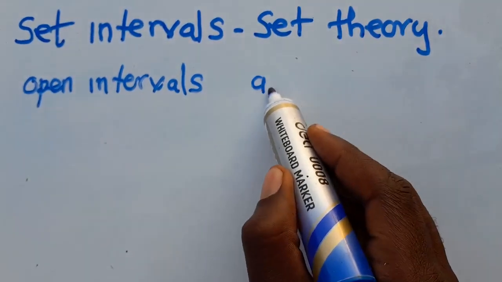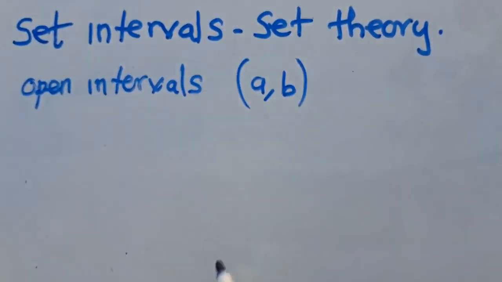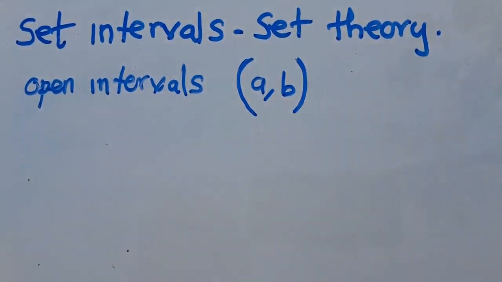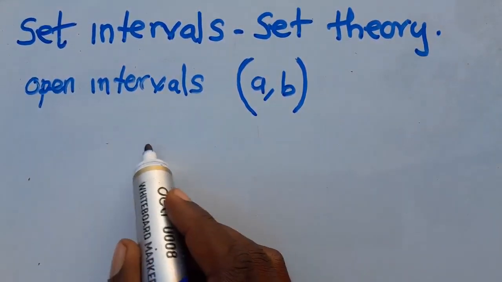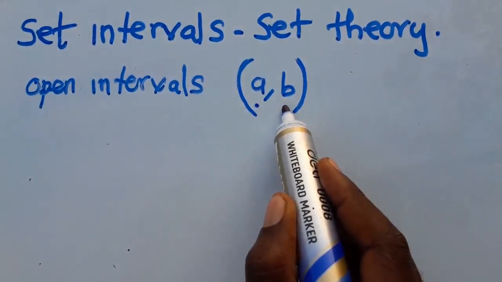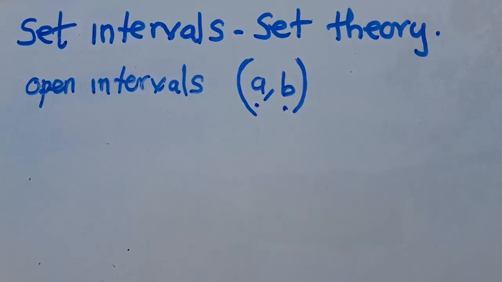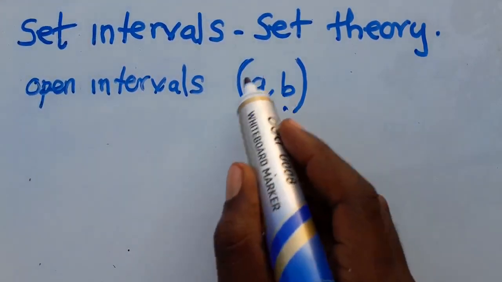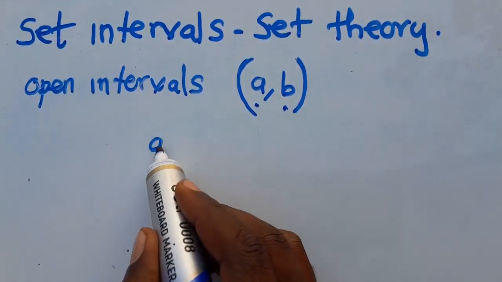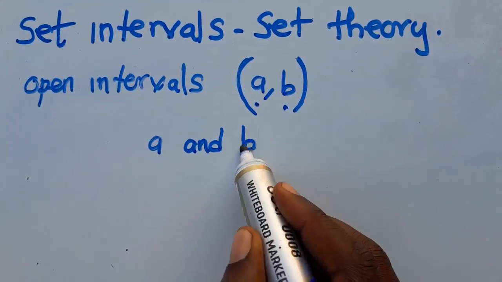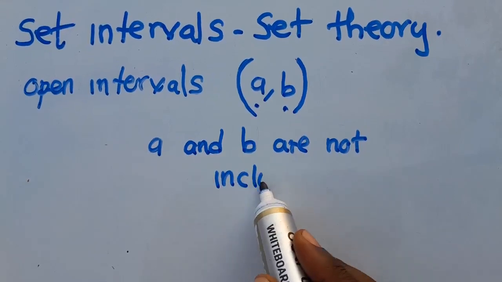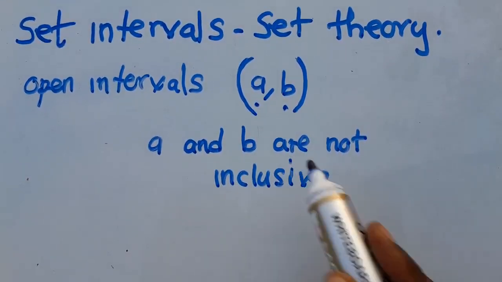When you say A, comma B, then I put these brackets like this. Have you seen the way these brackets are? This means that this is a set of numbers that are between A and B, and A and B are not inclusive. So each time you see this, open bracket A, comma B, close, it means that A and B are not inclusive in the solution.